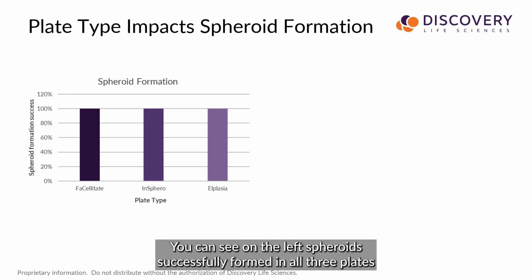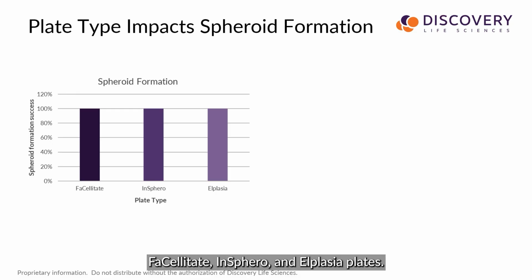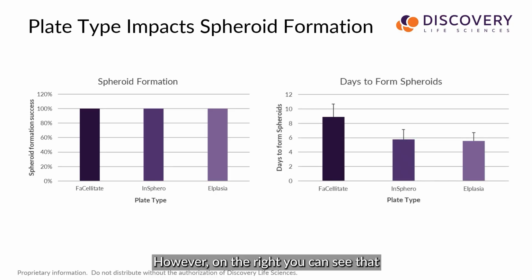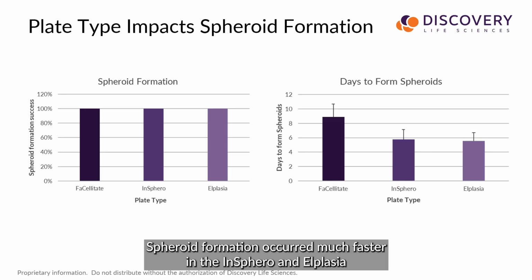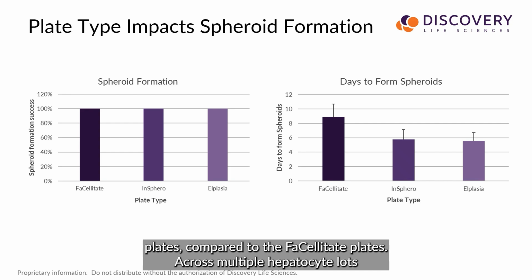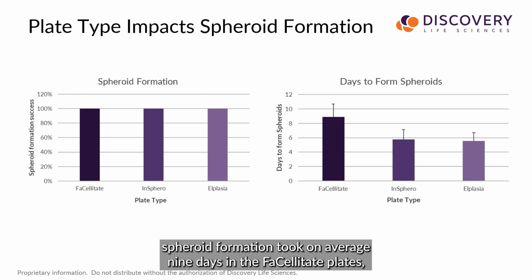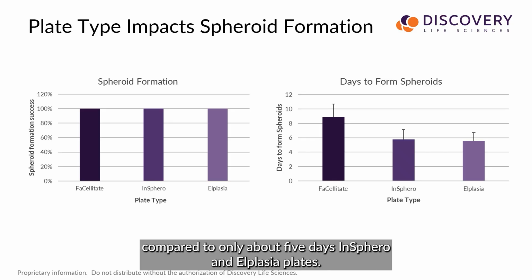You can see on the left, spheroids successfully formed in all 3 plates: Facilitate, Sphero, and Elplasia plates. However, on the right, you can see that the speed of spheroid formation varies across plate types. Spheroid formation occurred much faster in Sphero and Elplasia plates compared to the Facilitate plates. Across multiple hepatocyte lots, spheroid formation took on average 9 days in the Facilitate plates compared to only about 5 days in the Sphero and Elplasia plates.